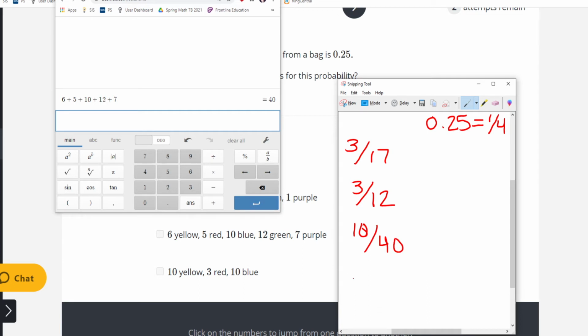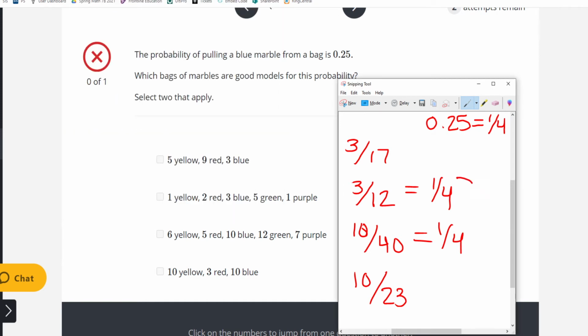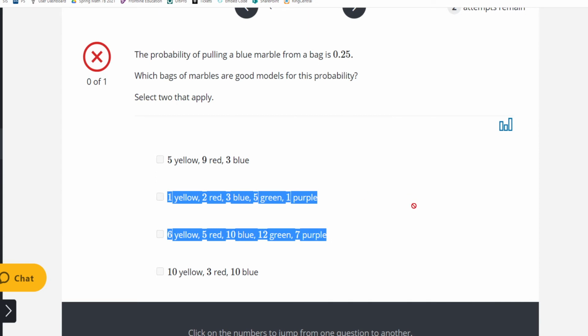And then this bottom one, I have 10 blue over 23 total marbles. I can't simplify that top one. This one, the middle one, I know simplifies to 1/4. The third one simplifies to 1/4, and I can't simplify that bottom one. So the middle two here match the original probability that was given in our problem. So that means that these two would be good bags of marbles to represent this problem. So a lot of repetition here. And remember that using Desmos can make this go a bit quicker.